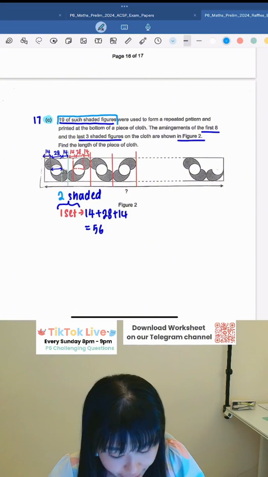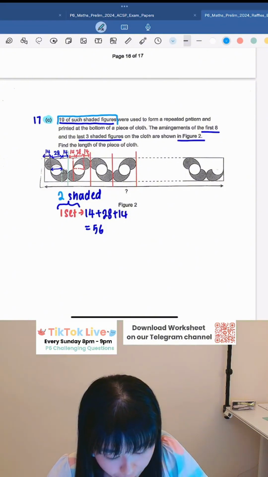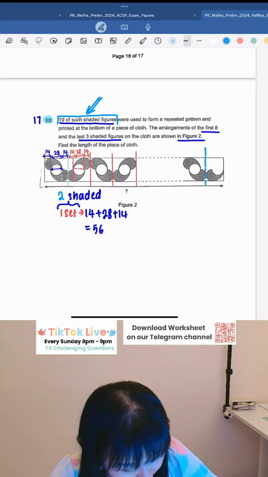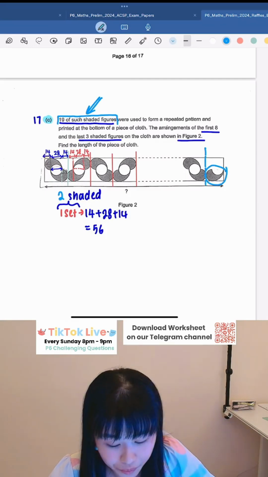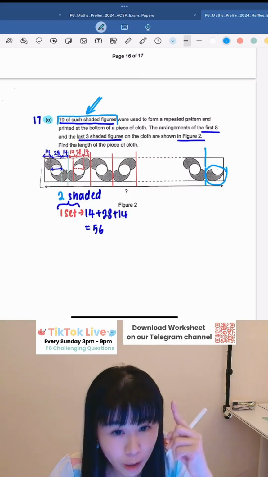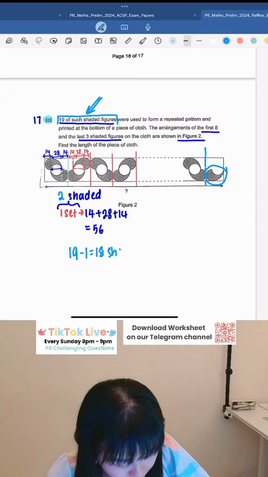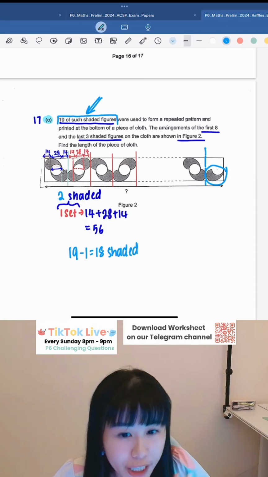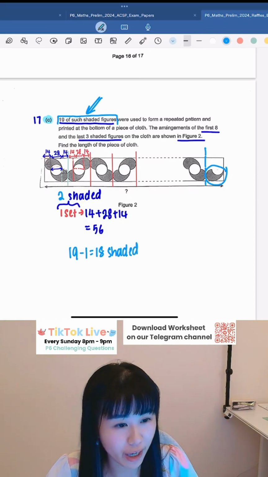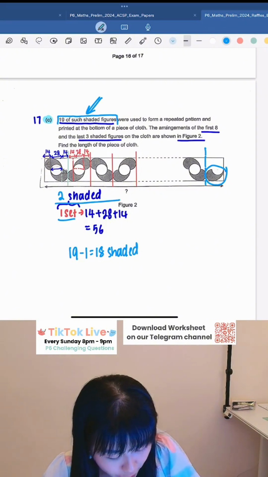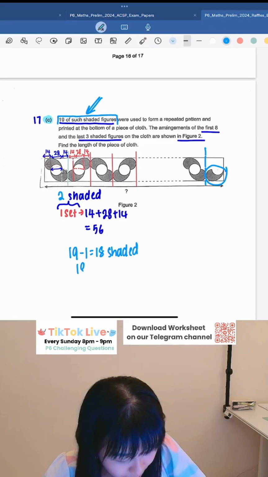So the fact that you got 19 of such shaded figures, bearing in mind you have one shaded out there, you must take 19 minus 1. You're left with 18 shaded. How many sets is 18 shaded? One set is 2 shaded, so 18 divided by 2 is exactly 9 sets.